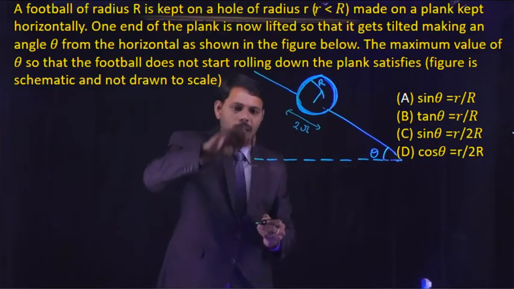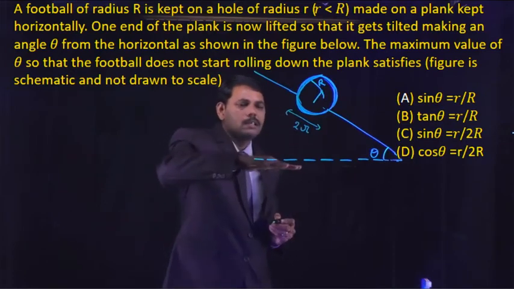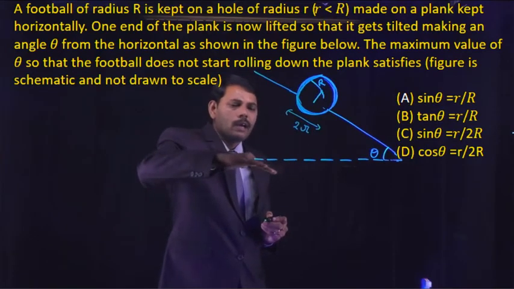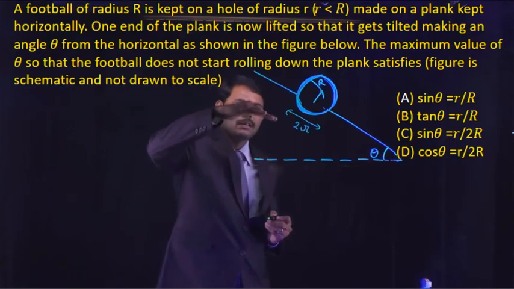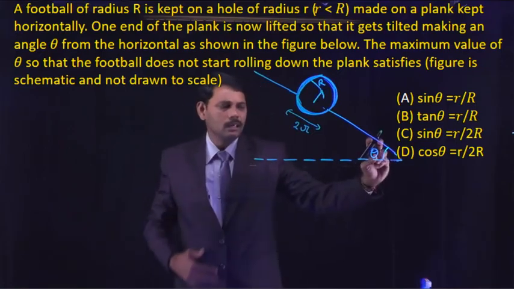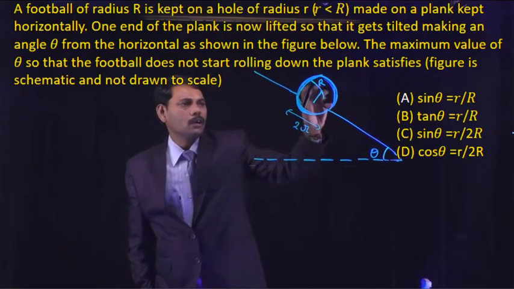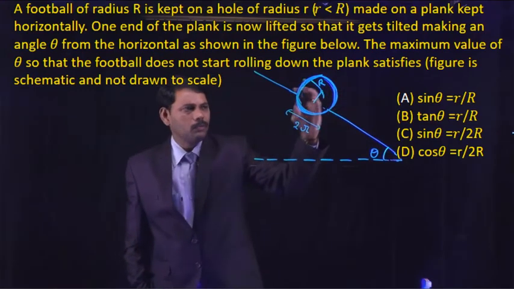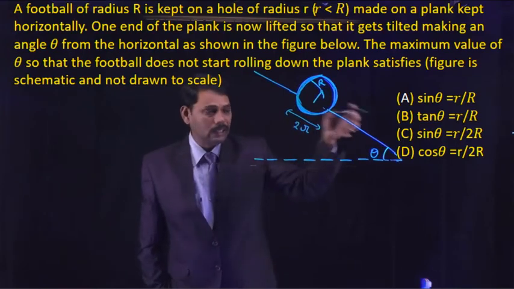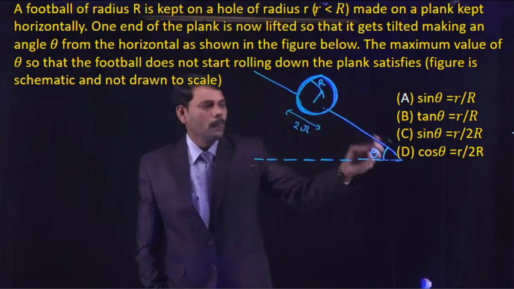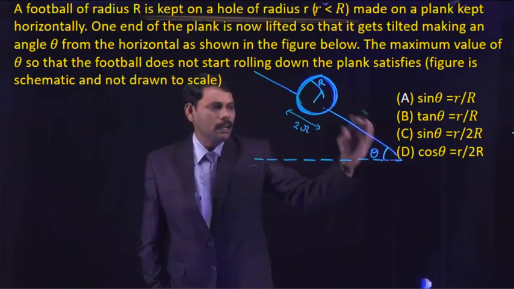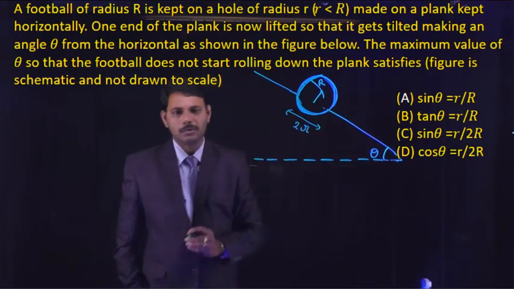Now the plank is at the lowest position, and one end of the plank is lifted. Find the maximum angle theta until there is tilting of the football around its axis. To keep the football at rest without tilting, without rolling, what is the maximum angle theta made by the plank with the horizontal? That is the question.